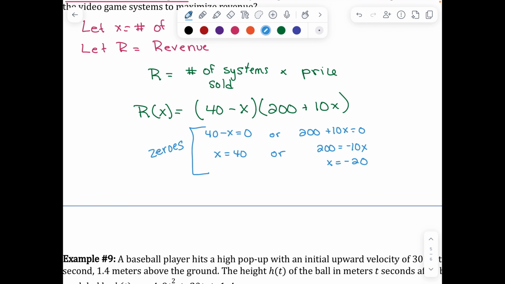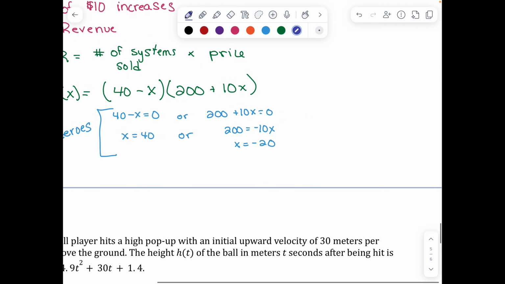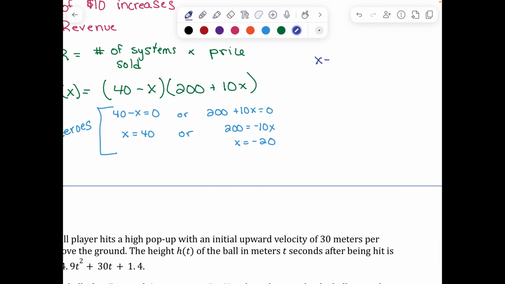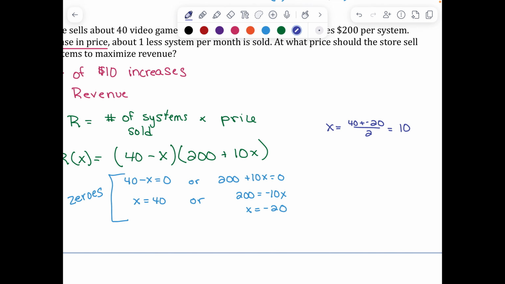of my function. So to find the vertex, all I'm going to do is average these two together. So over here, we get x equals 40 plus negative 20 over 2. So that gives me 20 divided by 2, which is just equal to 10. So what this tells me is that I should increase by $10 10 times, and that's going to give me the most amount of revenue.